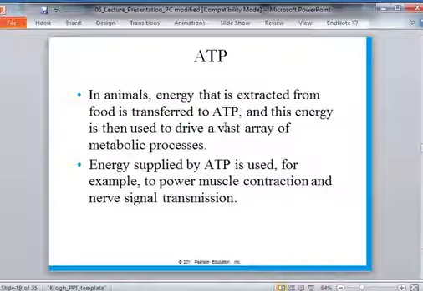As we mentioned before, in animals, energy that is extracted from food is transferred to ATP, and then this can drive a great many processes. And energy supplied by ATP is used, for example, to power muscle contraction, nerve signal transmission, and so on.